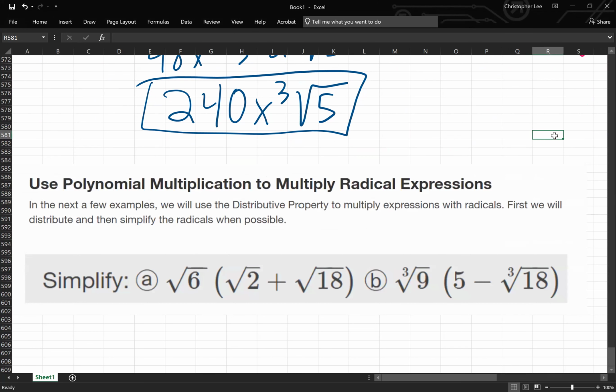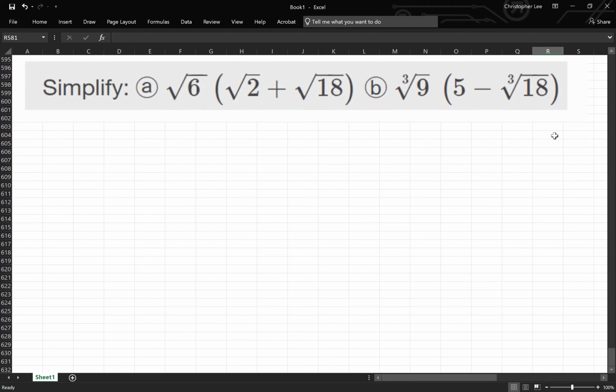Last part of your homework. So we're going to use polynomial multiplication to multiply radical expressions. In the next few examples, we will use the distributive property to multiply expressions with radicals. First, we will distribute and then simplify the radical when possible. All right, check this out.